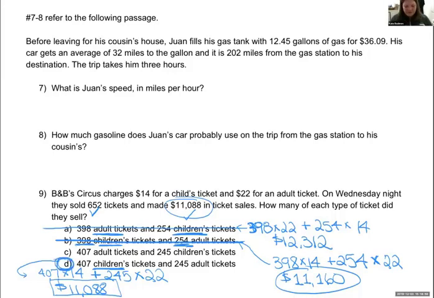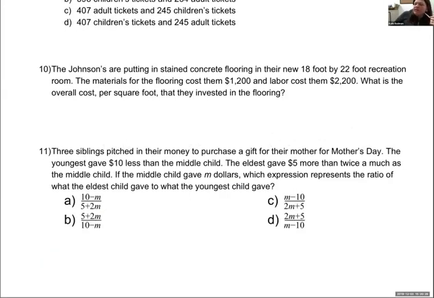Number 10 says the Johnsons are putting in stained concrete flooring in their new 18-foot by 22-foot recreation room. The materials for the flooring cost them $1,200 and labor cost them $2,200. What is the overall cost per square foot that they invested in the flooring?